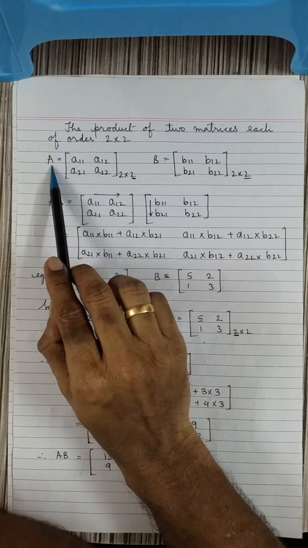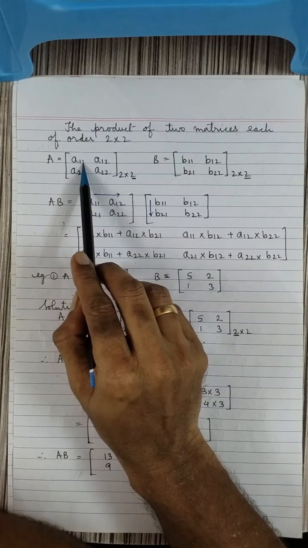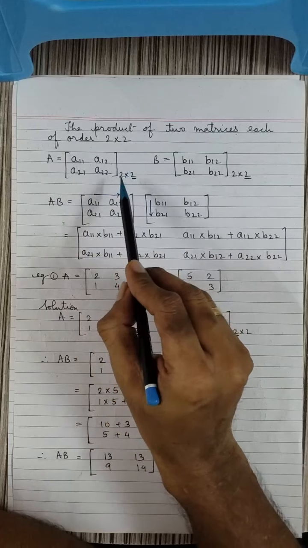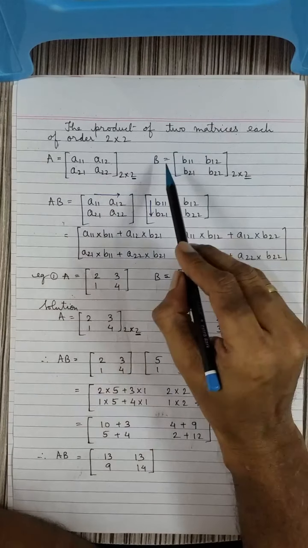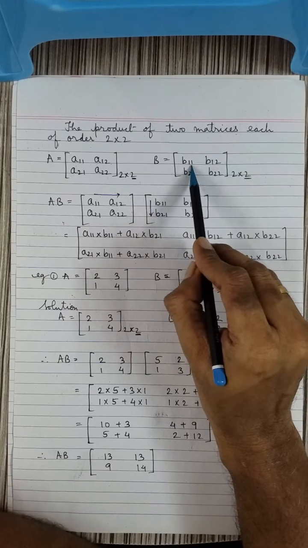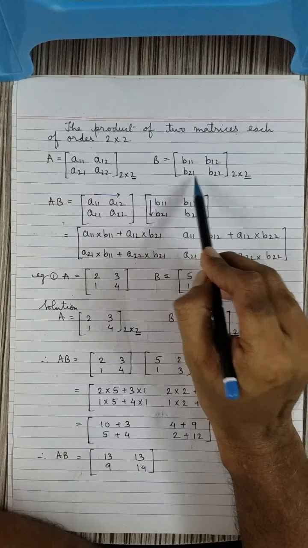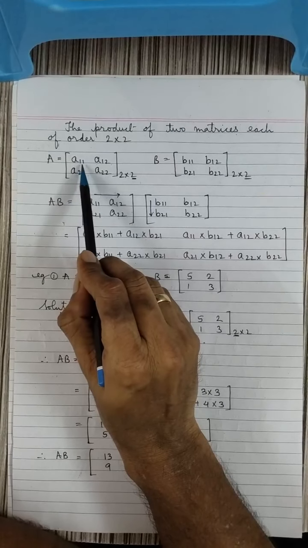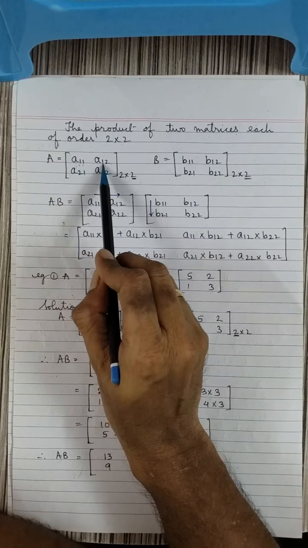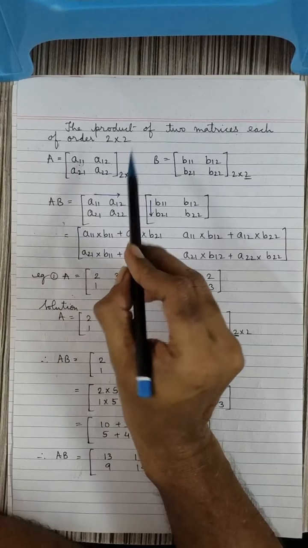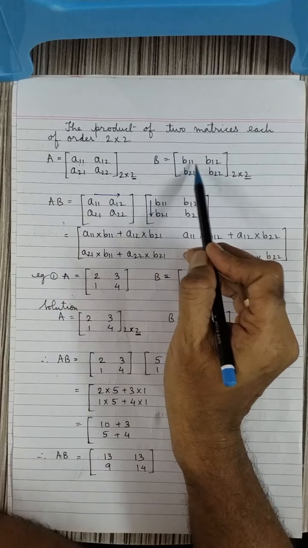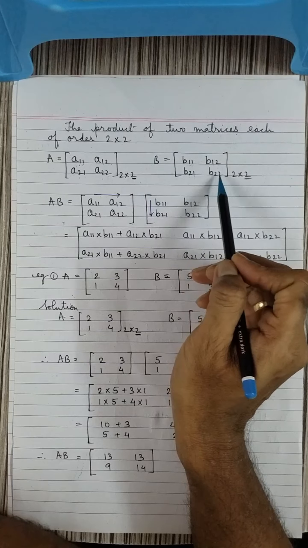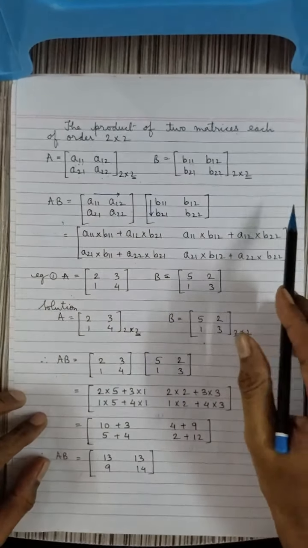Now suppose A has elements A11, A12, A21 and A22. Therefore the order of A is 2 into 2. Similarly, B has elements B11, B12, B21, B22. Both are of the order 2 into 2. Now you know what is the meaning of A11? First row, first column; first row, second column; second row, first column; second row, second column. Similarly for B. So both are of the order 2 into 2.